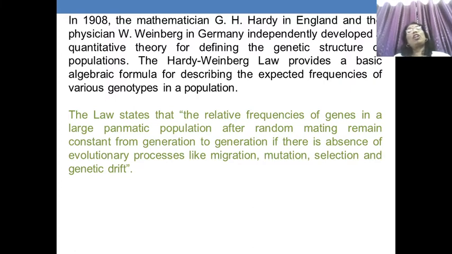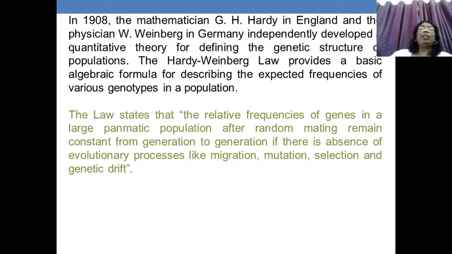This Hardy-Weinberg law provides a basic algebraic formula for describing the expected frequencies of various genotypes in that population. It states that the relative frequencies of genes in a large panmictic population after random mating remain constant from generation to generation if there is an absence of evolutionary processes like migration, mutation, selection and genetic drift. That large population is termed a panmictic population.